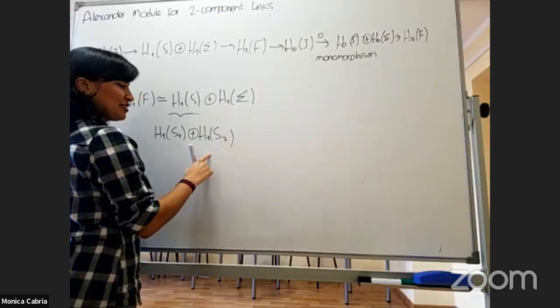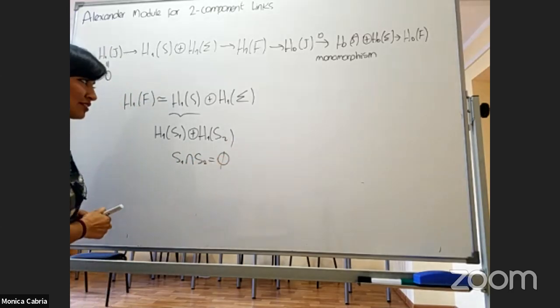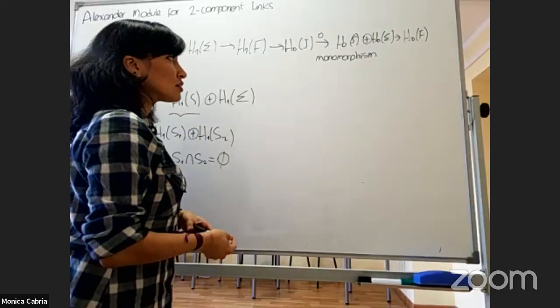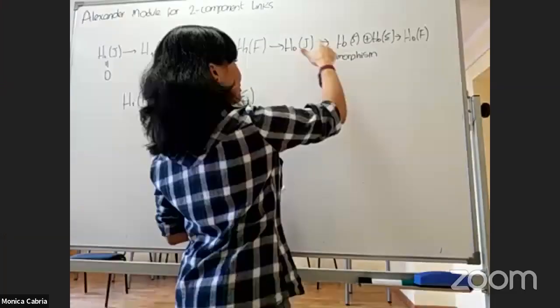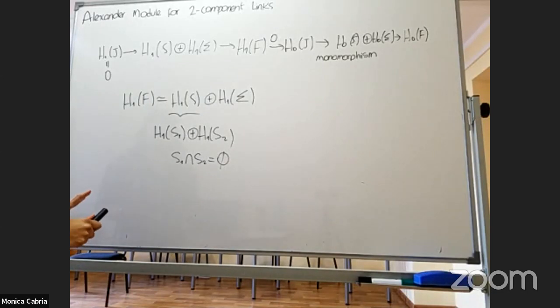Can you write above that arrow, which you have shown that it is a monomorphism, then you write monomorphism. Okay. Yeah, and this is zero because their intersection is empty. Zero is not the same arrow as monomorphism, but the previous. This is a monomorphism, but this is zero. Okay. So far, so good.